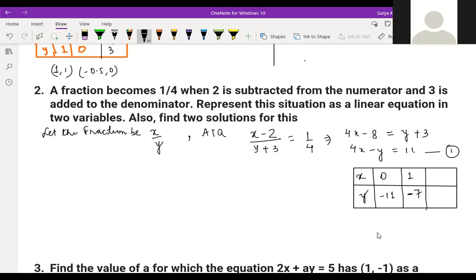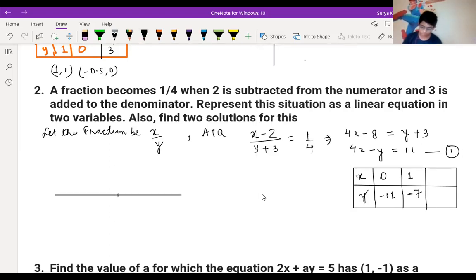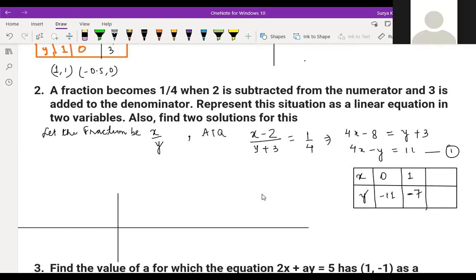So y you should keep on minus 1. Now you can draw the graph for this, right? You can draw the graph easily, right, children? Yes, sir. You simply draw one graph like this.